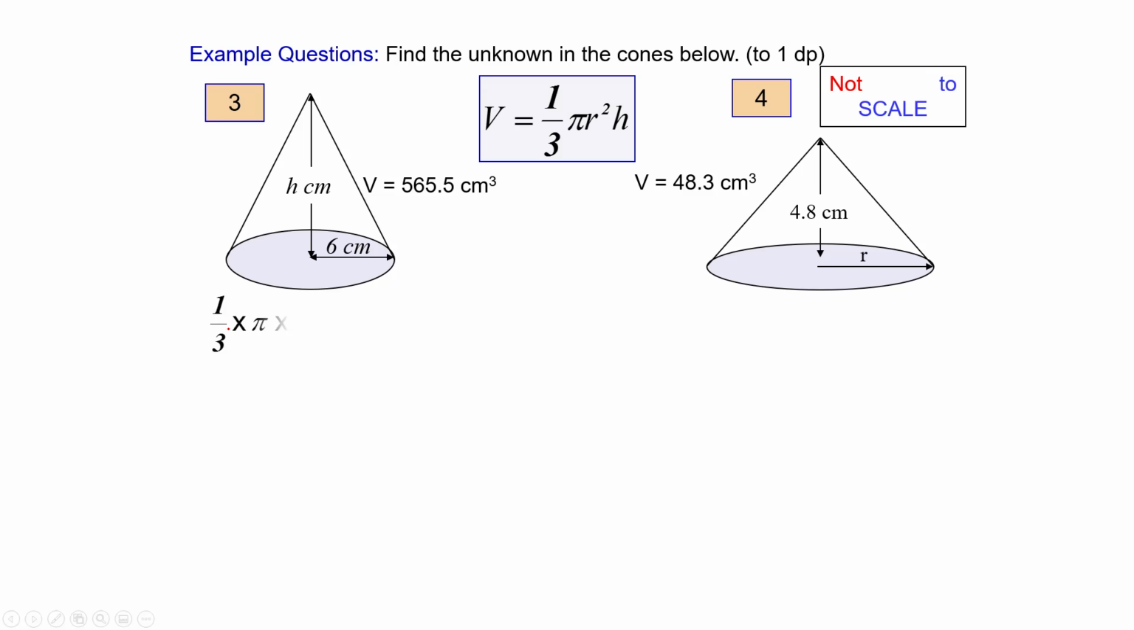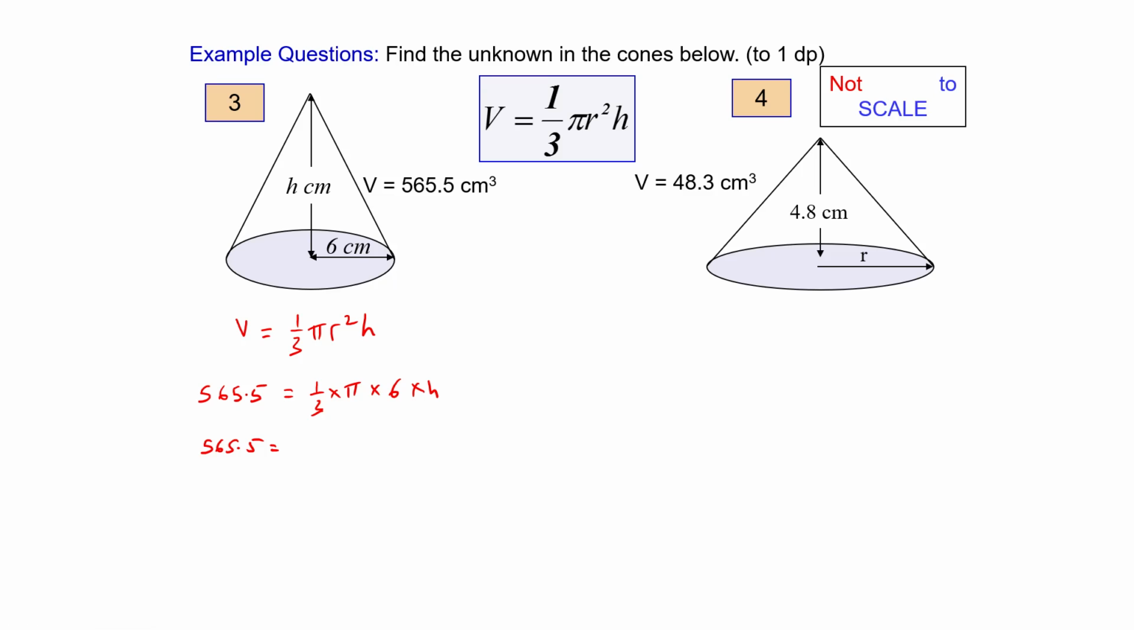So our formula tells us that V is equal to 1/3 pi r squared h. And now we fit in there what we know. We know the volume, 565.5, so let's write that in, is equal to 1/3 times pi times the radius, which we know is 6, and then times h. So 565.5 is equal to, let's work these out, 1/3 times pi times 6.